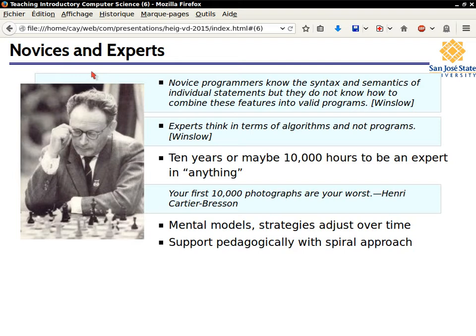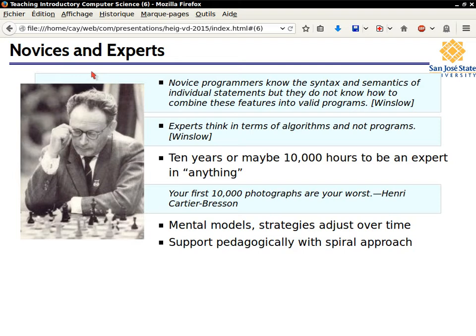Whereas the student would just start looking at public, static, void, and would just be parsing it one by one. And so this was also observed by this paper. The brackets here are references to the literature that are added at the end, if you want to read any of it. Thirty years ago or so, this fellow Winslow did a bunch of research on students and said, which all of us know, novice programmers know the syntax and semantics of the individual statements. They know how a for loop works. But they can't put them together to form valid programs.